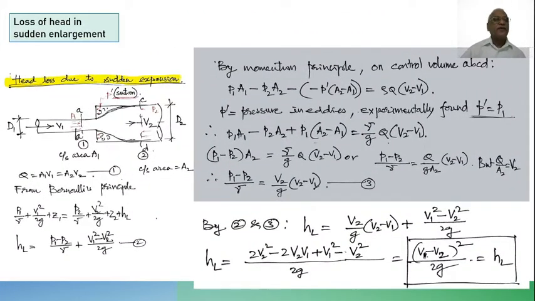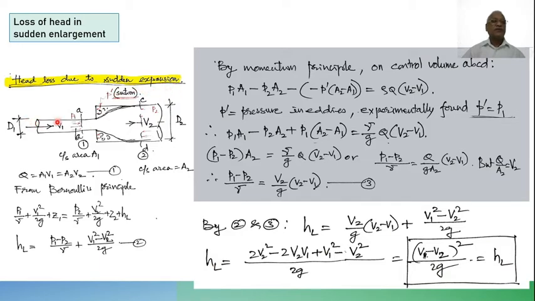Hello everyone. In the last session, we have studied head loss due to sudden expansion. So this derivation we have studied. You might have practiced this. The expression at the end is quite simple. V1 minus V2 whole squared by 2g is the head loss due to sudden expansion.